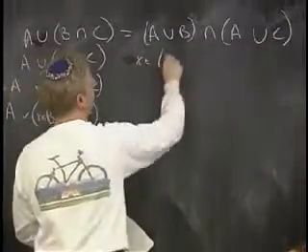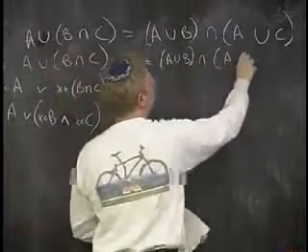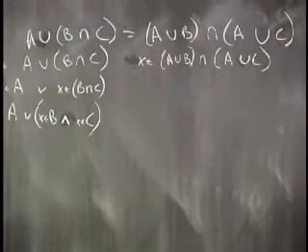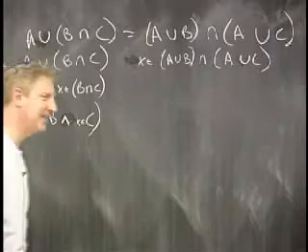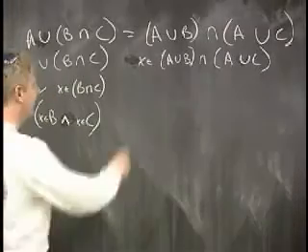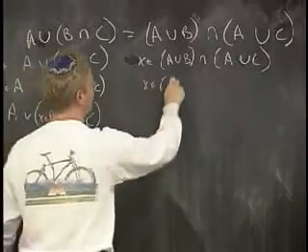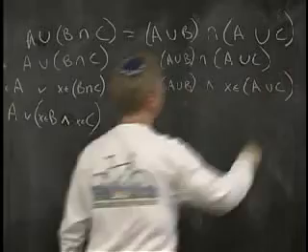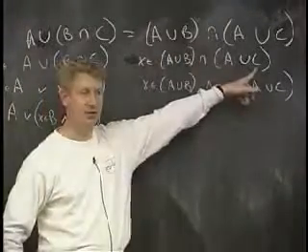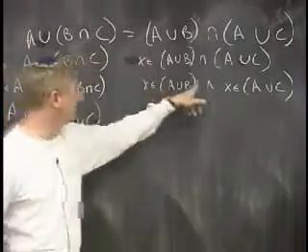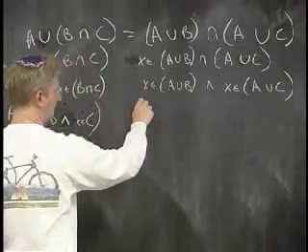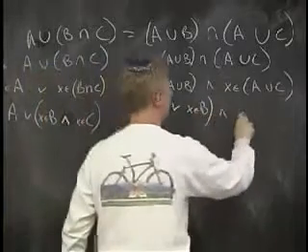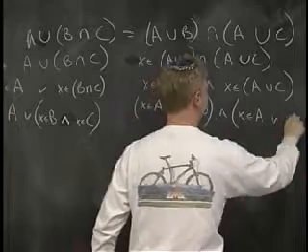X is an element of A union B intersect A union C. Let's unravel this. Heather, I promised I'd call on you today. Can you help me? X is an element of A union B, and X is an element of A union C. Perfect. Heather's right. X is an element of the first one, and X is an element of the second one. How do we unravel this? Doug, you want to unravel this thing for me? What does it mean for X to be an element of A union B? X is an element of A, or X is an element of B, close parentheses, and X is an element of A, or X is an element of C. We need parentheses around this, by the way.